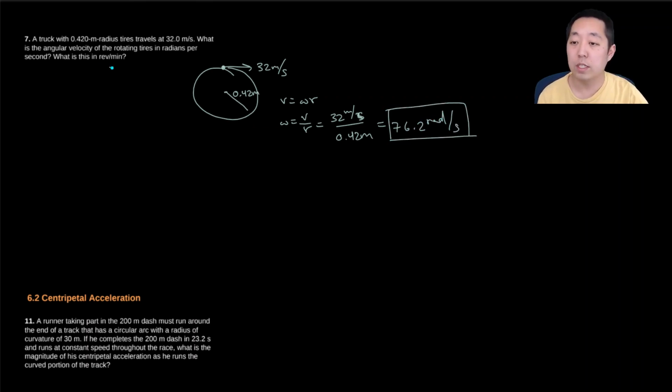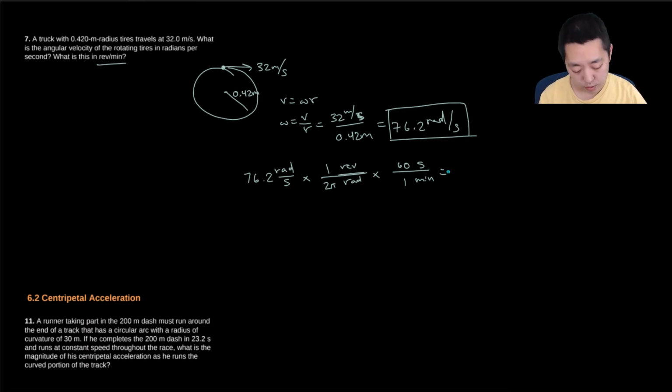Now we want to convert this into revolutions per minute, and we're just going to use dimensional analysis for this. First I want revolutions on the top. So how do revolutions relate to radians? Well, one revolution is 2 pi radians. When I get 2 pi radians, I go around the circle once. And then I want minutes on the bottom and seconds on the top. Well, 1 minute is 60 seconds, right? So the answer divided by 2 pi and then times 60. I'm going to get 728 revolutions per minute.